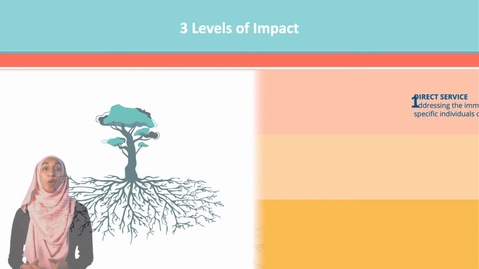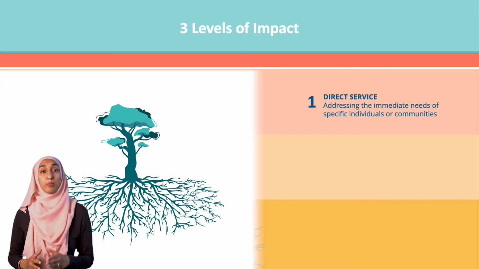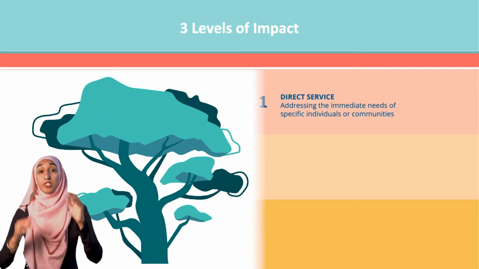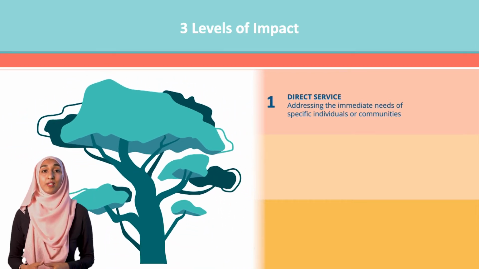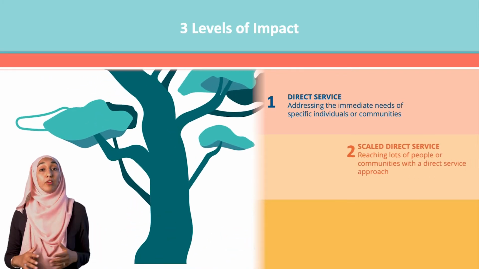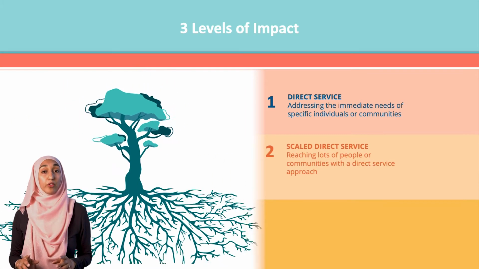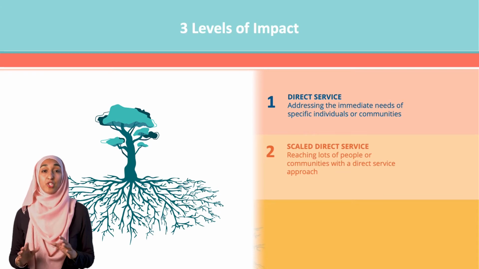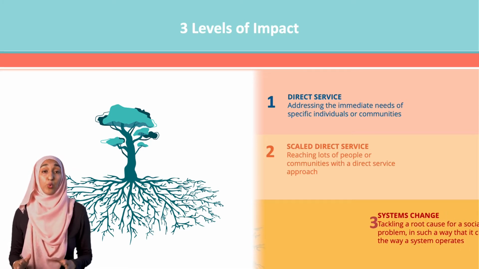A tree analogy works well to help understand different approaches to creating social impact and how systems change fits in particular. The first level, direct service, is one important way of creating impact and focuses on addressing the immediate needs of specific individuals and communities. The next level, scaling your services, can expand your impact even further, reaching lots of people or communities through direct service. However, both of these levels of impact are generally tackling the symptoms of a problem, which can mean the problem will keep reappearing, and in some cases, getting worse.